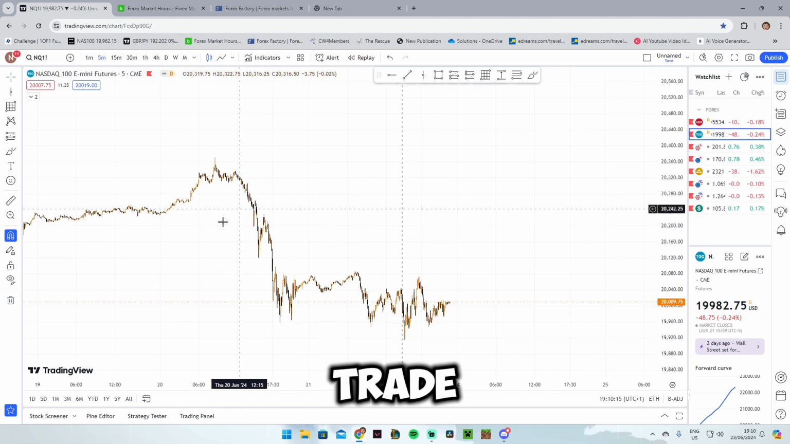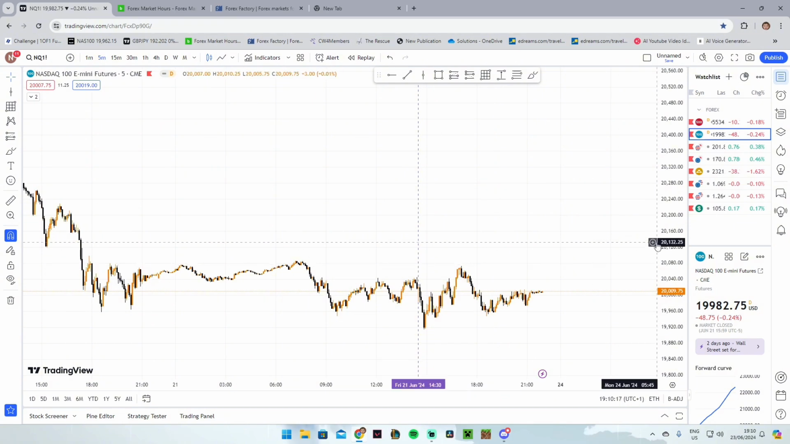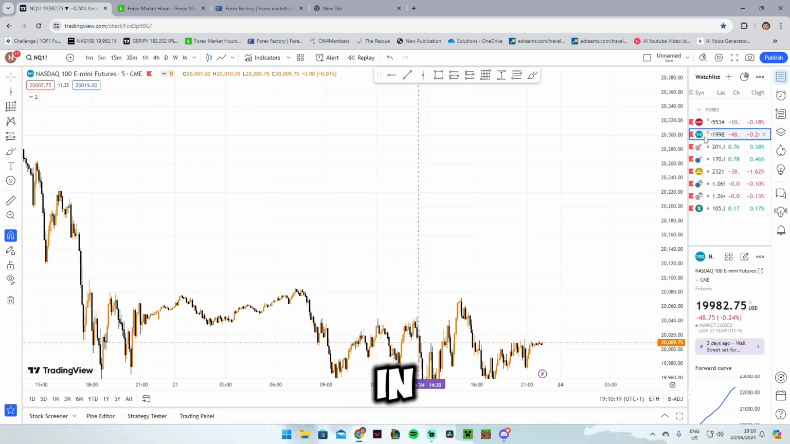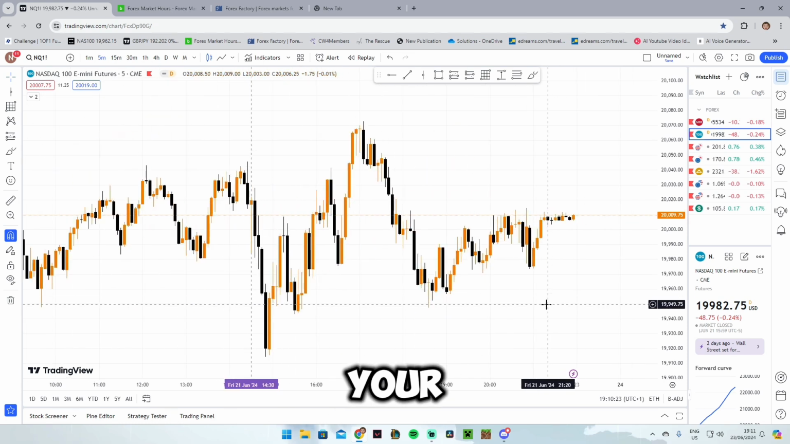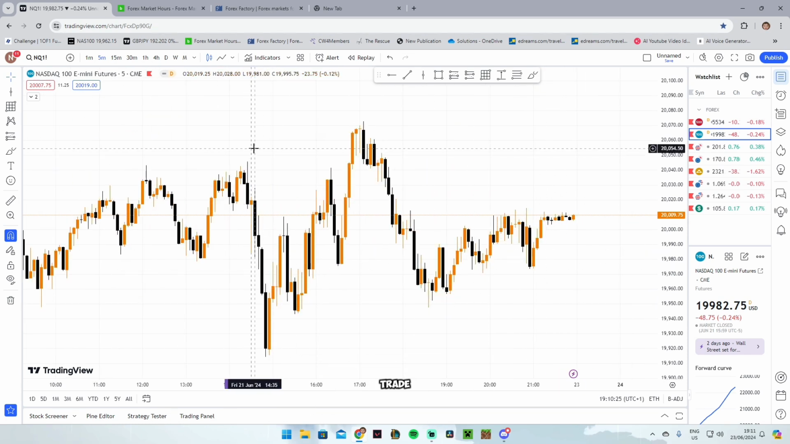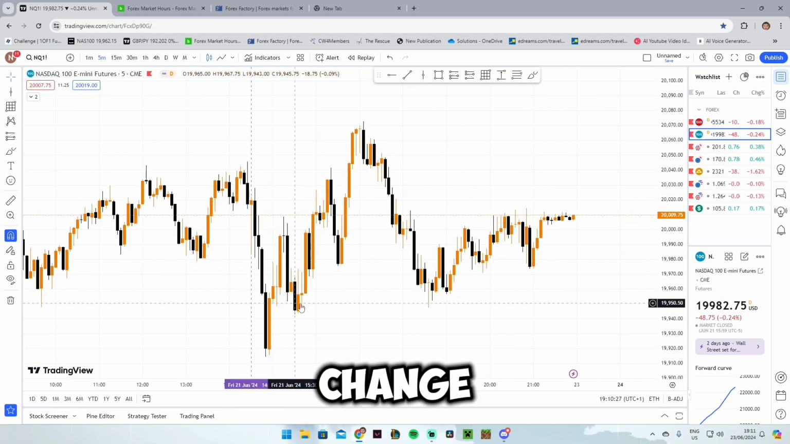And I don't really trade the other sessions. We only trade this because it's indices, Nasdaq and S&P, where most of the movement happens in the New York session. Ideally, you just want to trade the New York Stock Exchange open.